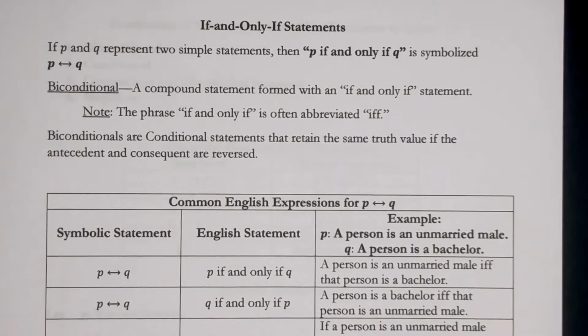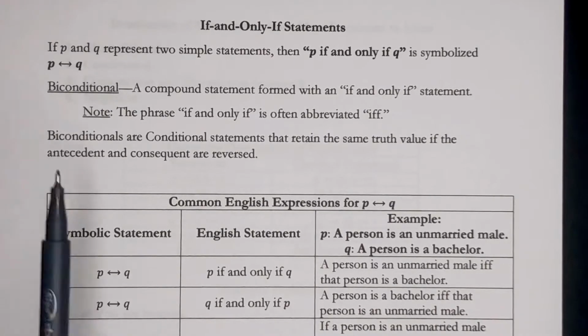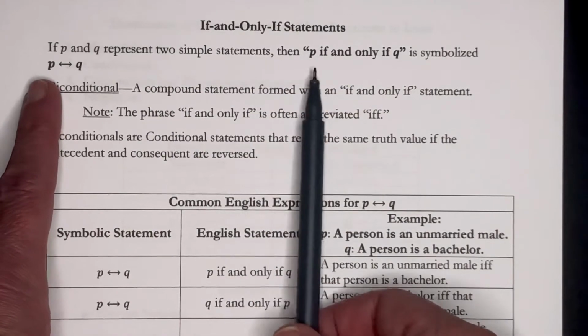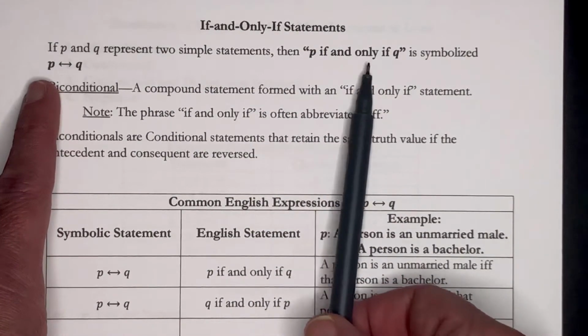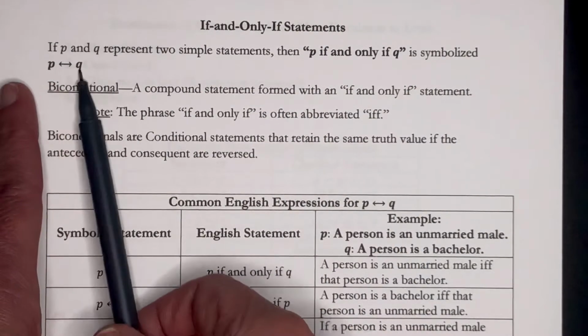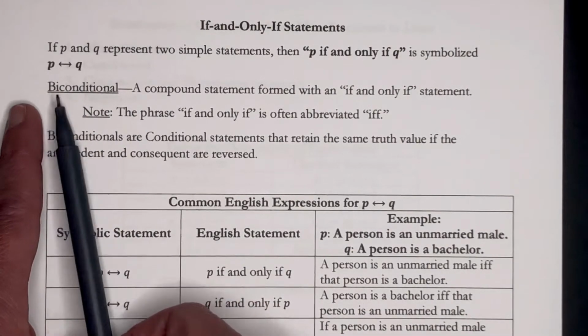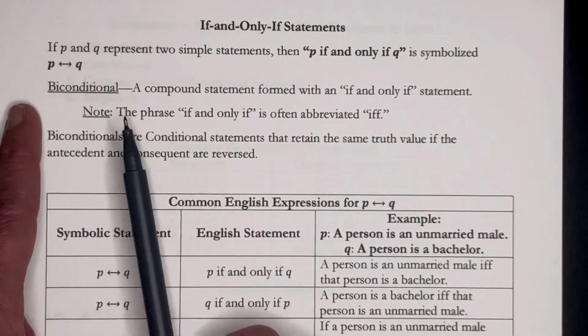This is part two of section 3.2. We're going to talk about if and only if statements. If P and Q represent two simple statements, then the phrase P if and only if Q is symbolized with a double arrow. This is called a biconditional, bi meaning two, and the arrow goes in two directions.